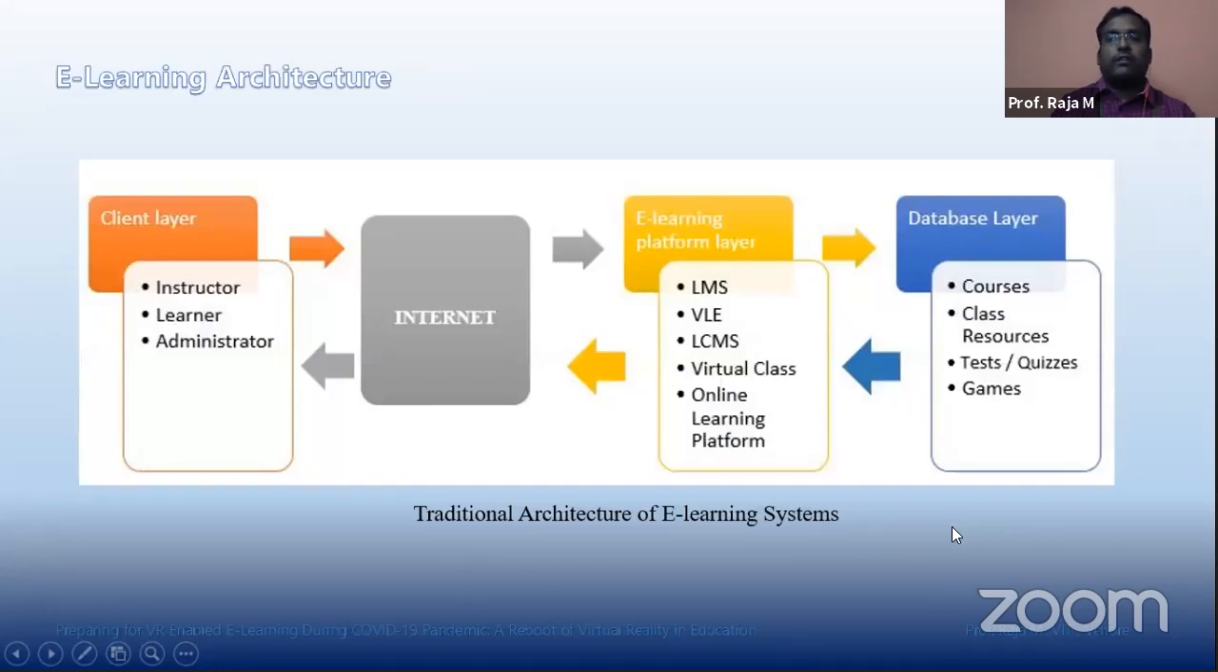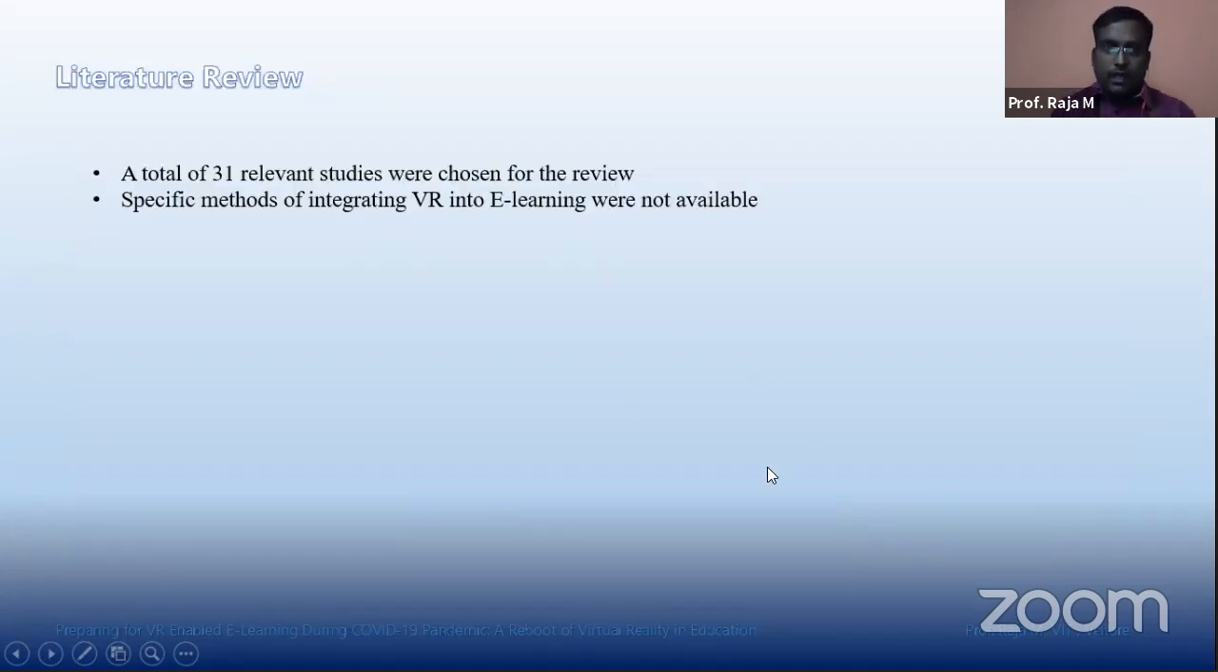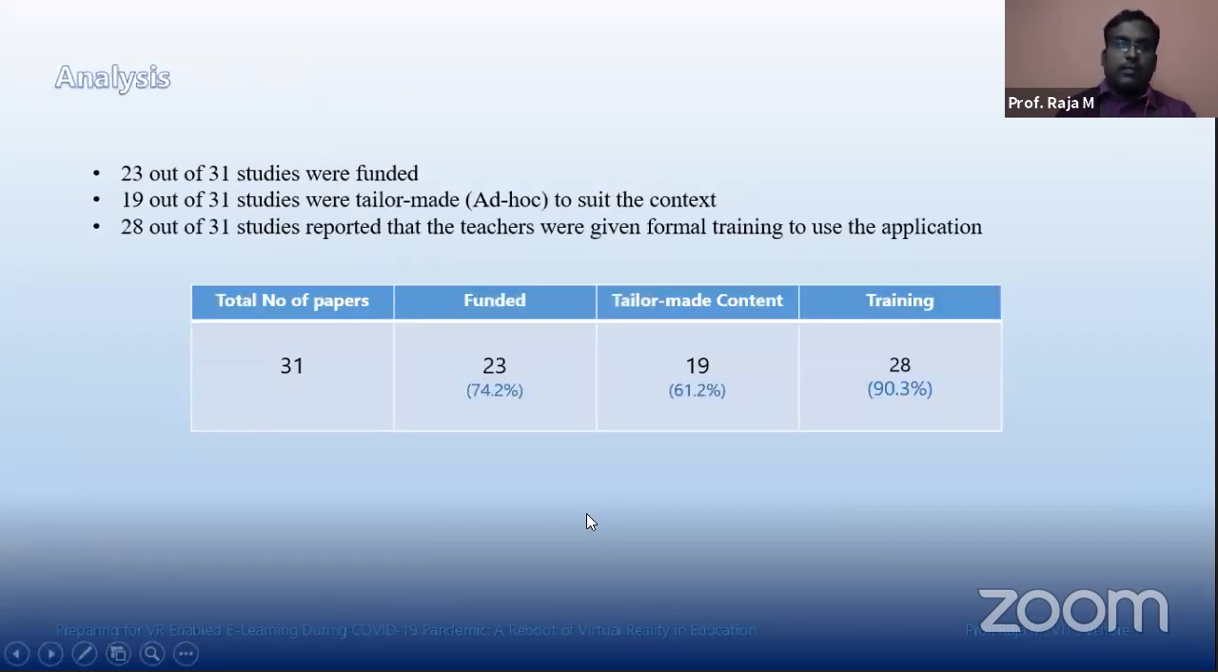This is the traditional architecture of an e-learning system, where we have a client and the internet with which we can interact with students all over the globe, wherever they are. We should have a proper e-learning platform for this, and also a database layer. This is the generic architecture. For this review, I've chosen about 31 studies which are very relevant for my topic, and specific methods of integrating VR into e-learning were not available in any of these studies. So I thought I would dig deeper and find a way to integrate VR into e-learning.